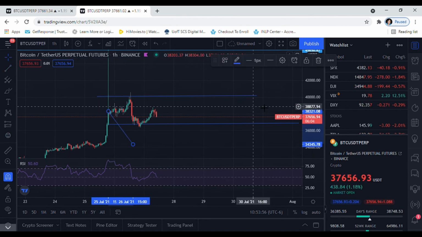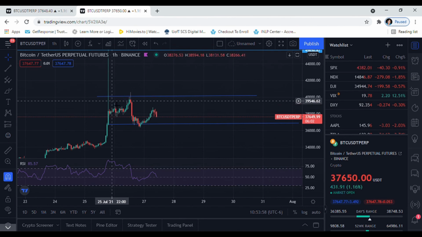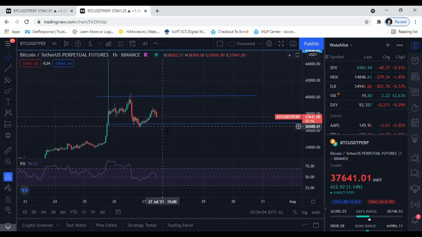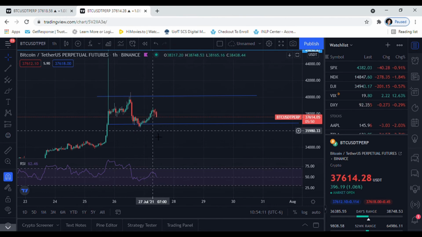Let me just remove this. I don't know why it's glitching. But you draw a line at the top, the highest price it went to that it got rejected. And then you draw a line at the lowest price that it went to and it got rejected from. Okay, that's what you do.